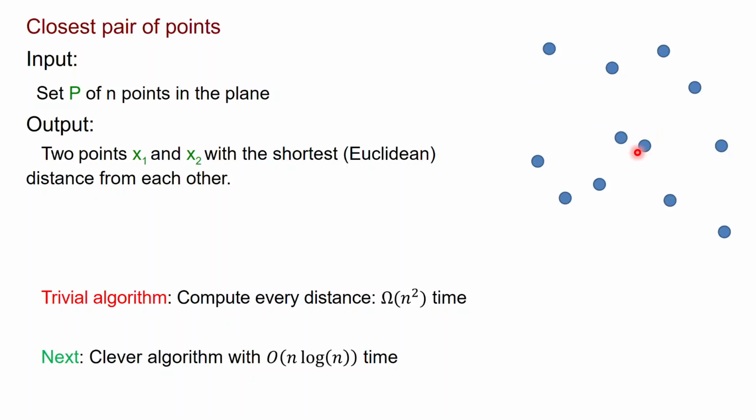You can always solve this problem via a trivial algorithm which simply computes every distance among every pair of points. There are n points, so if you compute this, it will take at least time n squared. Next, we are going to see a clever algorithm which has a much better running time of just the order of n log n.